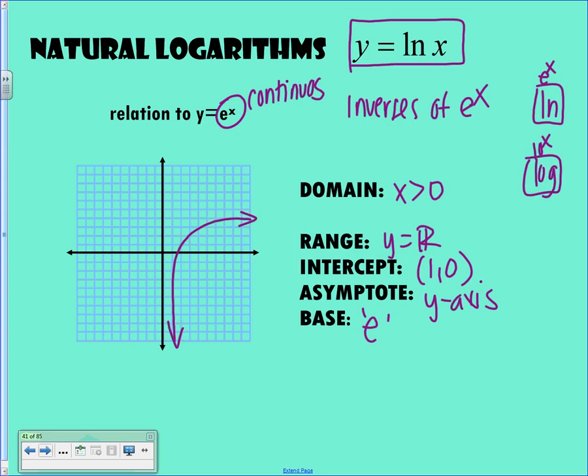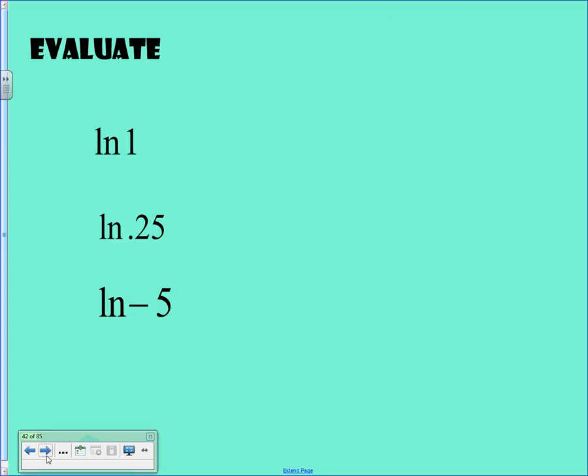So let's try some of these. Evaluate ln of 1. Well, this base is e, so if we were going to write it out, we'd have e to the x equals 1. Well, what to any power always gives me 1? 0. Okay, fair enough.